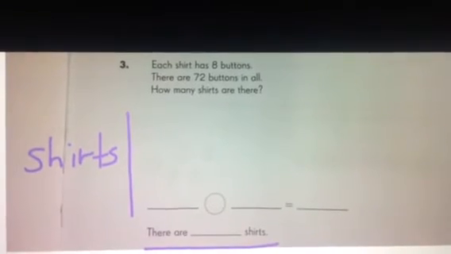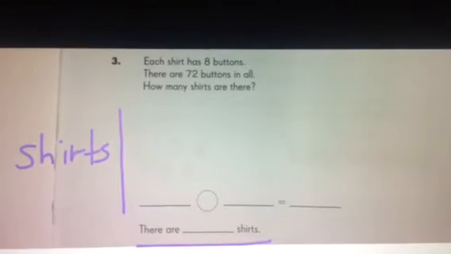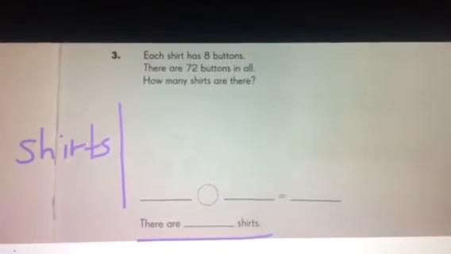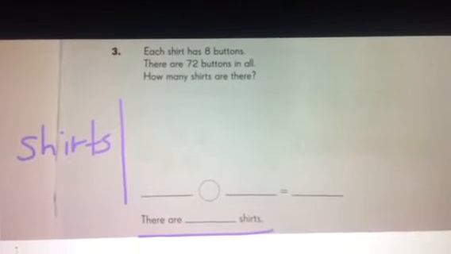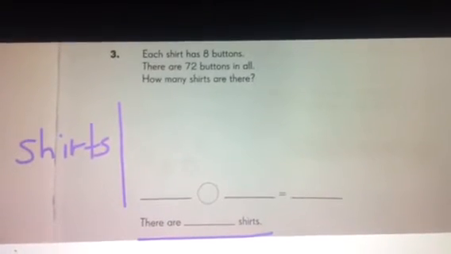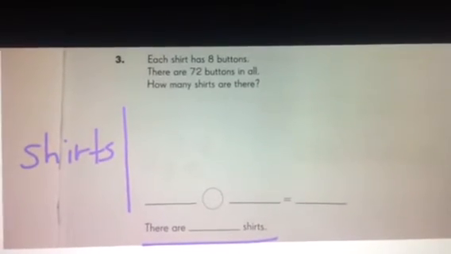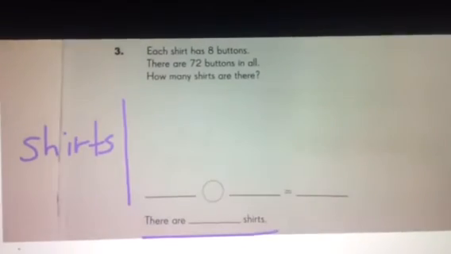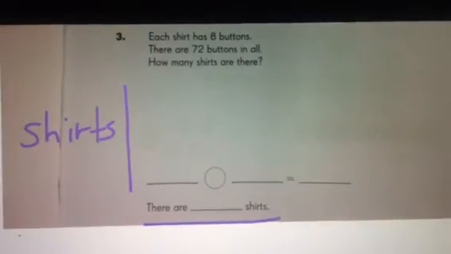Now, if you look at this problem, you'll realize that you do not know the number of groups. It just simply tells us that each shirt has 8 buttons, and there are 72 buttons in all, but we don't know the number of shirts, which is the number of groups. So this is when we use the dotted line strategy for division.